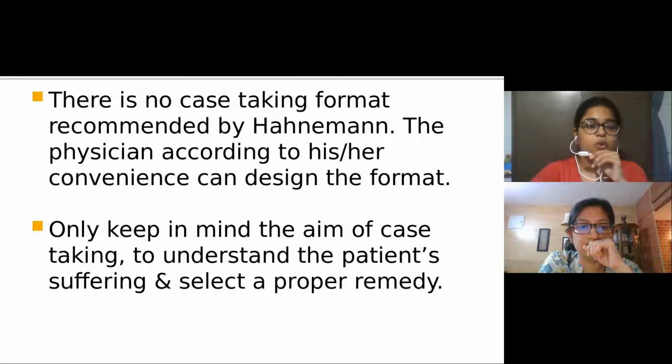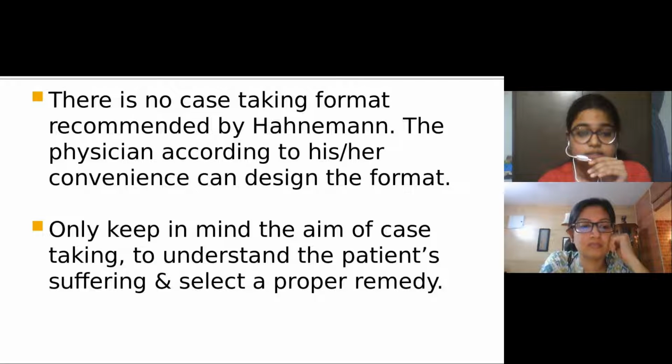There is no case-taking format recommended by Hahnemann. The physician, according to his or her convenience, can design the format. Only keep in mind the aim of case taking, like we discussed previously, to understand the patient's suffering and to select a proper remedy. Like our aim is to cure, as it is termed, to restore the patient's state of health.